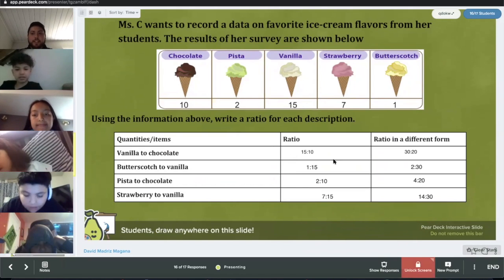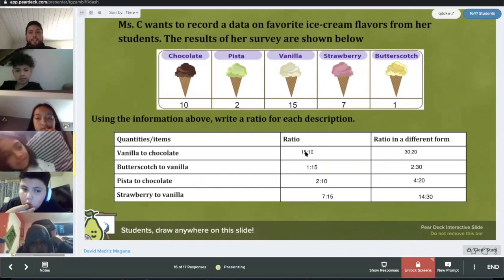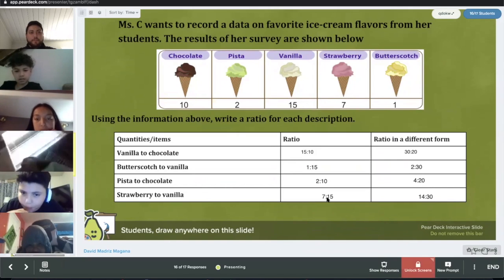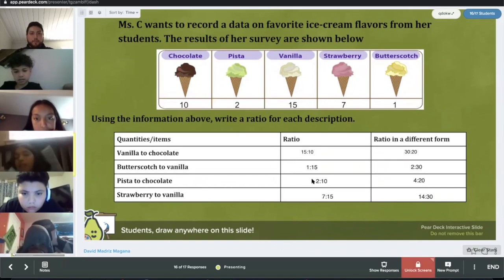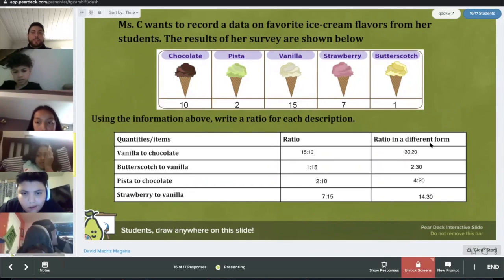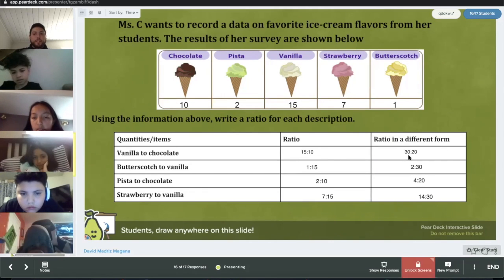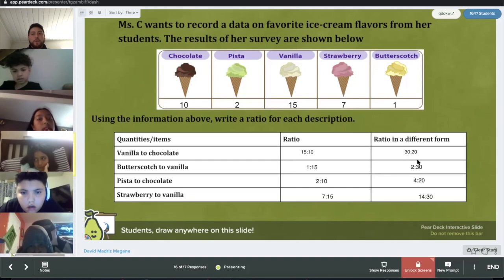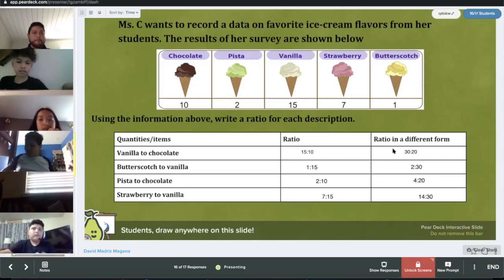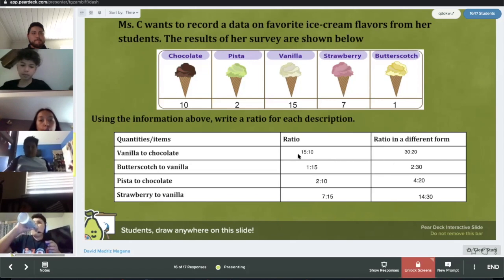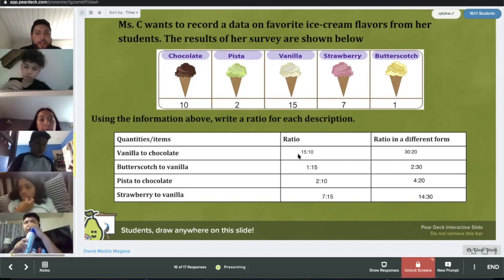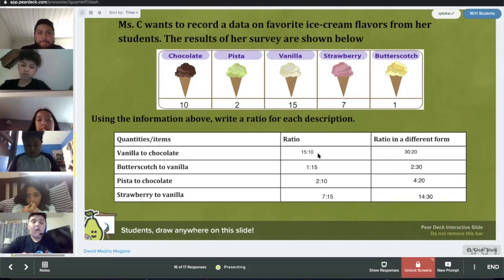Perfect, perfect, perfect. Guys, look at what he just did. 15 to 10, 1 to 15, 2 to 10, 7 to 15, right? That all makes complete sense because that's from the data. Now it says ratio in a different form. Look at all his ratios here. None of those numbers are in the chart, right? However, every single one of these is 1,000% correct. What did you multiply everything by? By the ratios that they told us to put on. And what did you multiply each of those ratios by? 2 times. Yeah, 2 times.